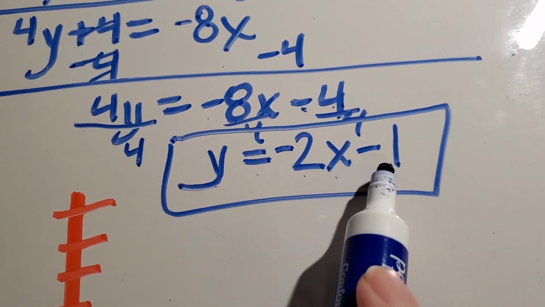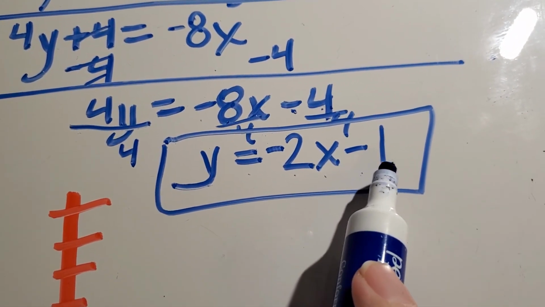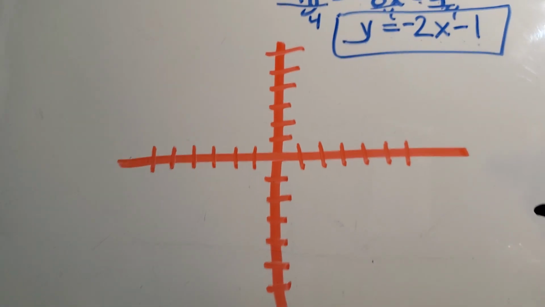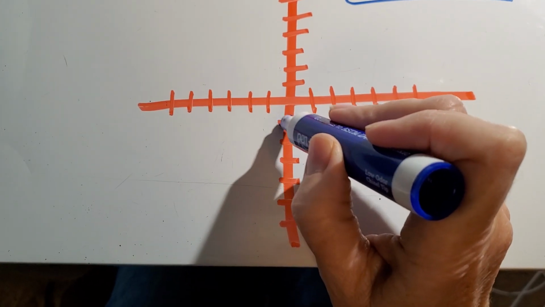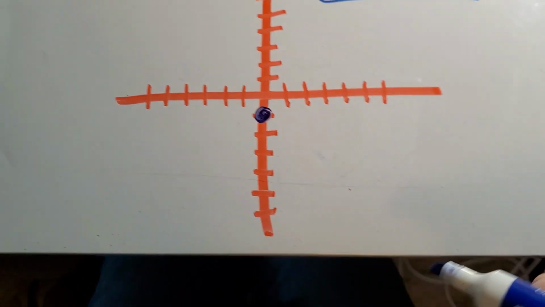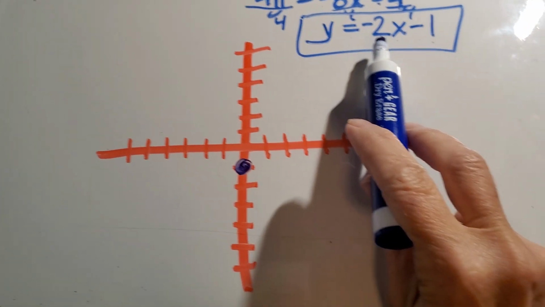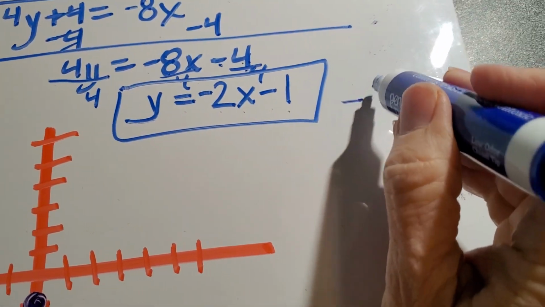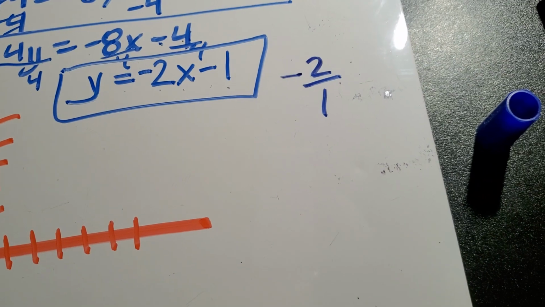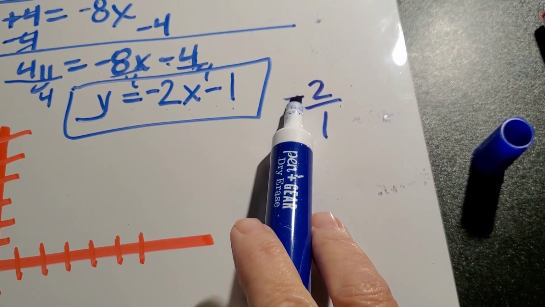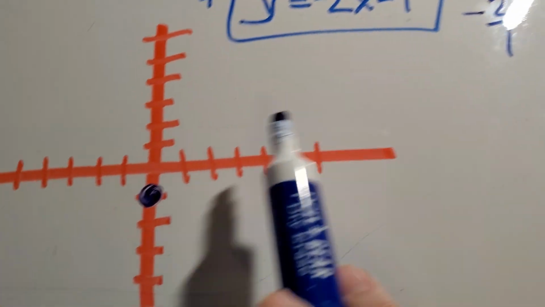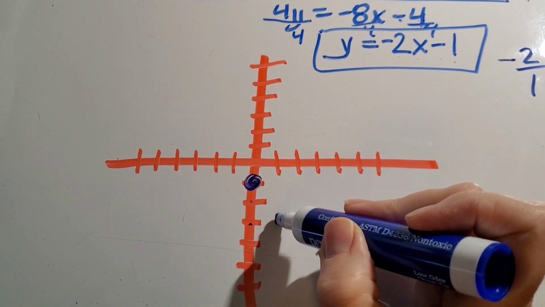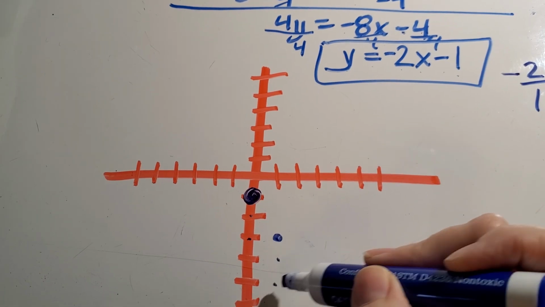So this is my equation put into slope-intercept form. Y equals mx plus b. This minus 1 is my y-intercept. So when I'm looking at my graph, negative 1 on the y-axis would be right here. And then my slope of my line is negative 2. And remember, you can think of that as a fraction. It's negative 2 over 1. That means it's going to go down 2 over 1. From this point, it's going down 2 over 1, down 2 over 1.